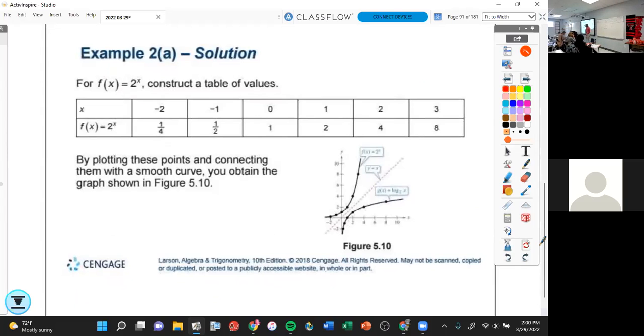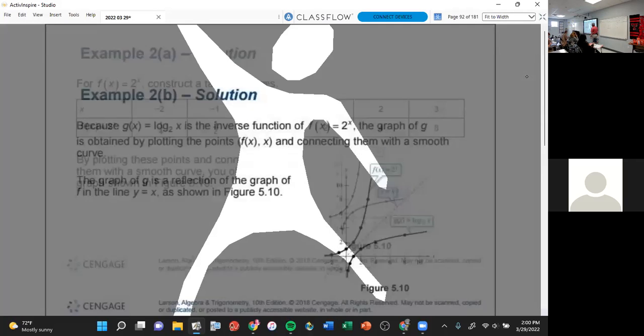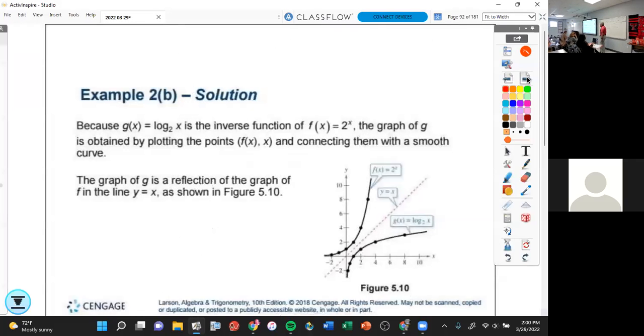Notice if we're graphing 2 to the x power, the point -2, 1/4 is right here. What happens if you swap those? You get 1/4, -2, which is right here. So this graph here is the inverse of all these, swapping x and y's. Moving on. Because log base 2 of x is the inverse function of 2 to the x power, the graph is obtained by plotting the reverse points. And those graphs are reflections. And I think my graph is almost as good as theirs.